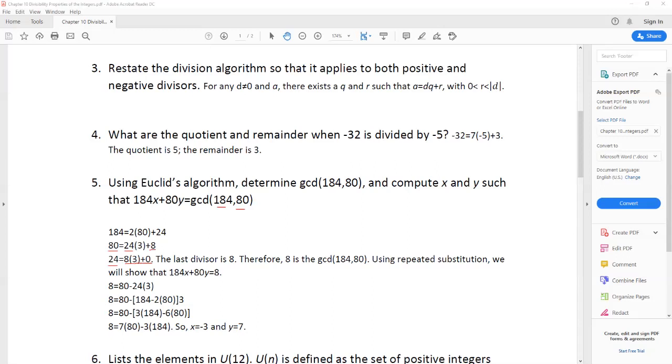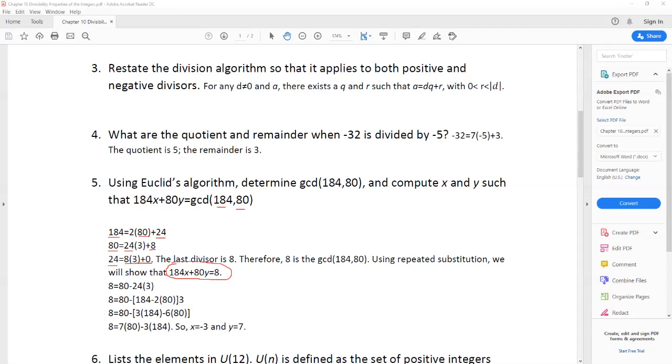Since I've already shown that 8 will go into 24 and 8 will go into 80 without leaving a remainder on the right side, then 8 must divide 184. So the GCD is 8. And then if we use repeated substitution, we can show that 8, the GCD, is a linear combination of 184 and 80. And we just do that by back substitution.